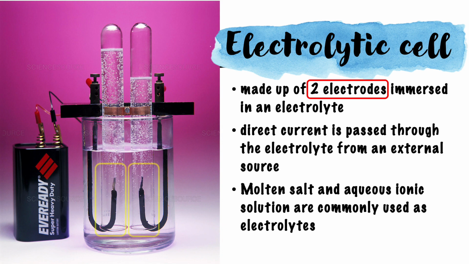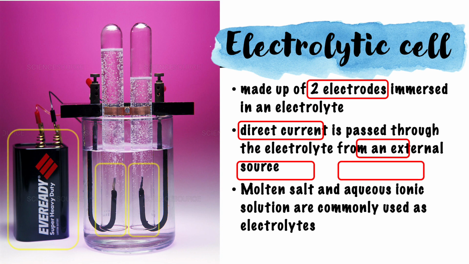It is made up of two electrodes immersed in an electrolyte. A direct current is passed through the electrolyte from an external source. Molten salt and aqueous ionic solution are commonly used as electrolytes. Essentially, an electrolytic cell has three component parts: anode, cathode, and electrolyte.